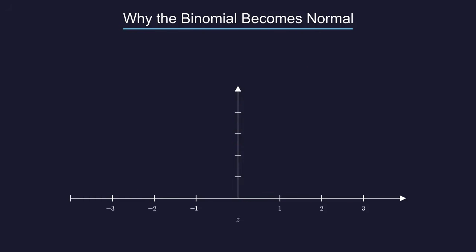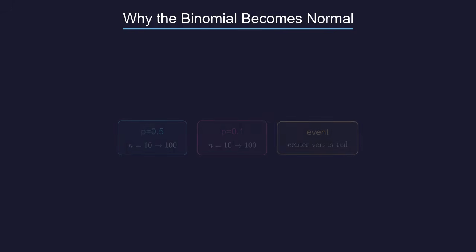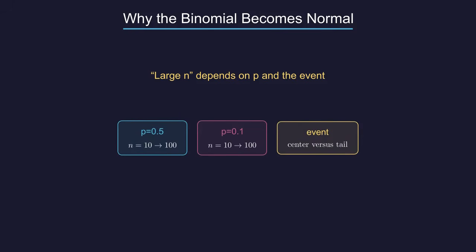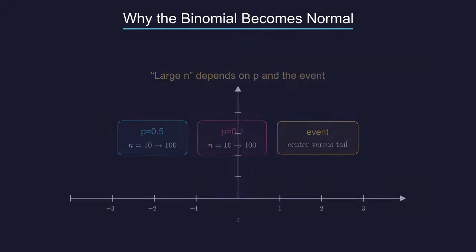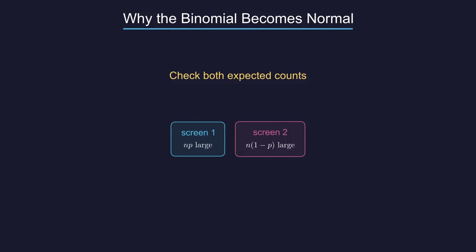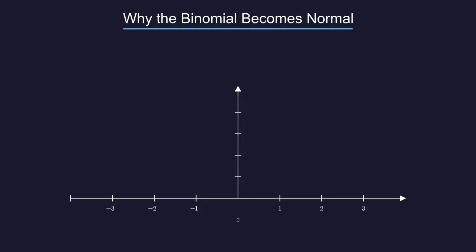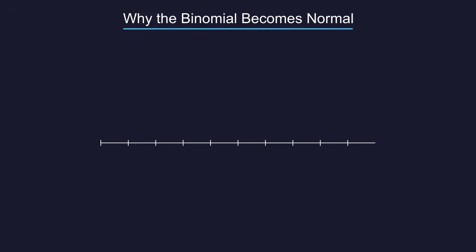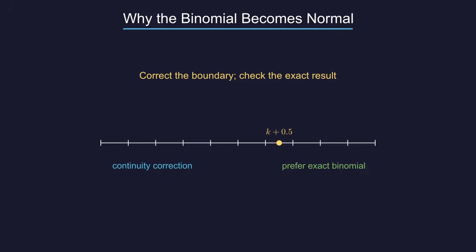The experiment demonstrates that large n is relative to p and to the probability being approximated. It supports using both expected successes and expected failures as a screening rule, applying continuity correction, and preferring exact binomial calculations when they are readily available.